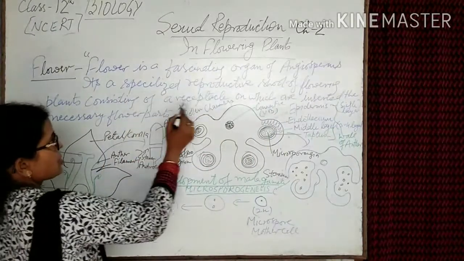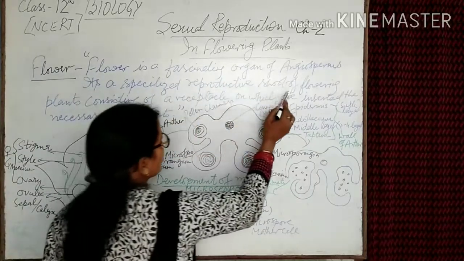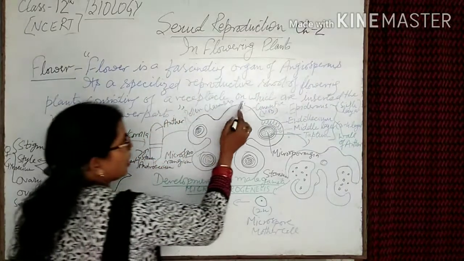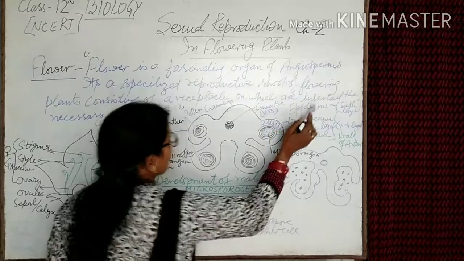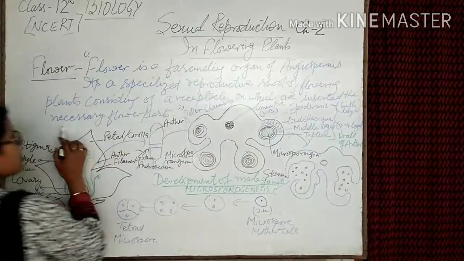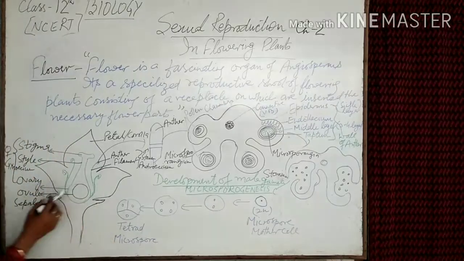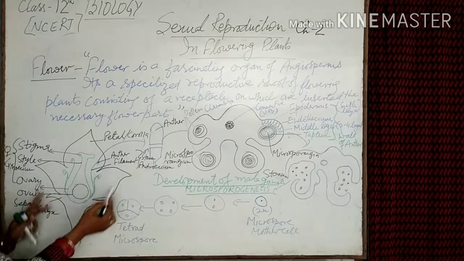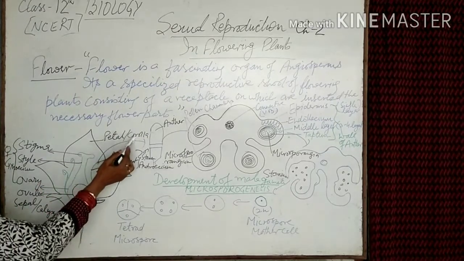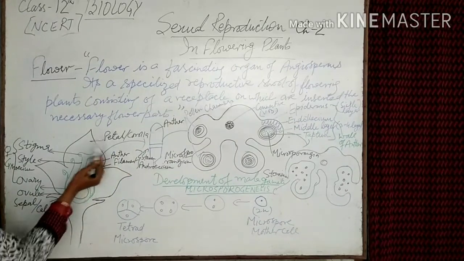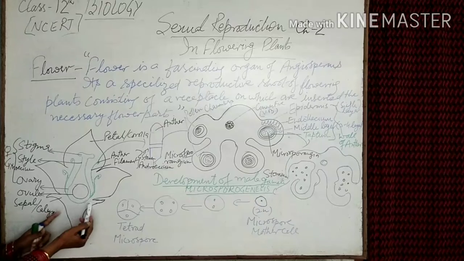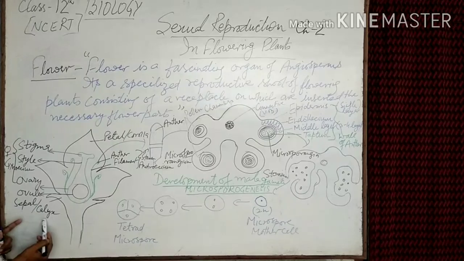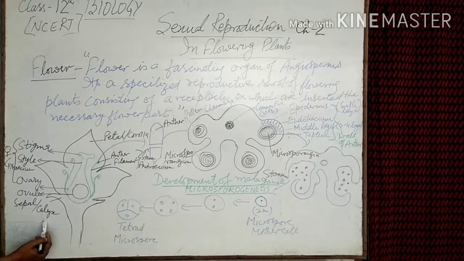It's a specialized reproductive shoot of flowering plants, consisting of a receptacle on which are inserted the necessary flower parts. The parts of the flower are here. The colorful part is known as the corolla, and the single unit is known as a petal. And the lower green part is known as the sepal or calyx.